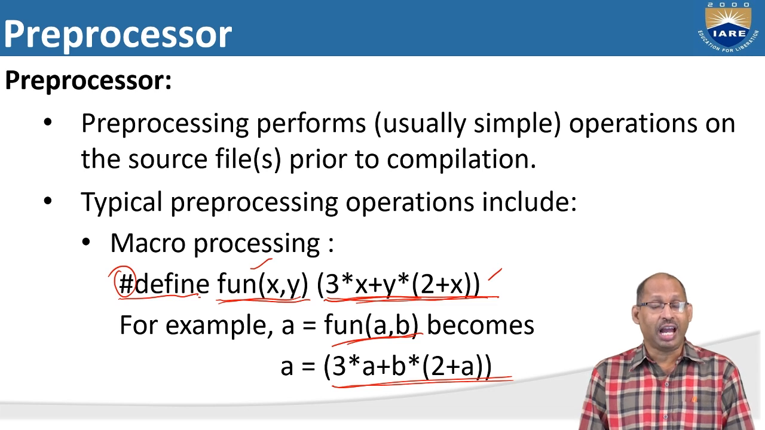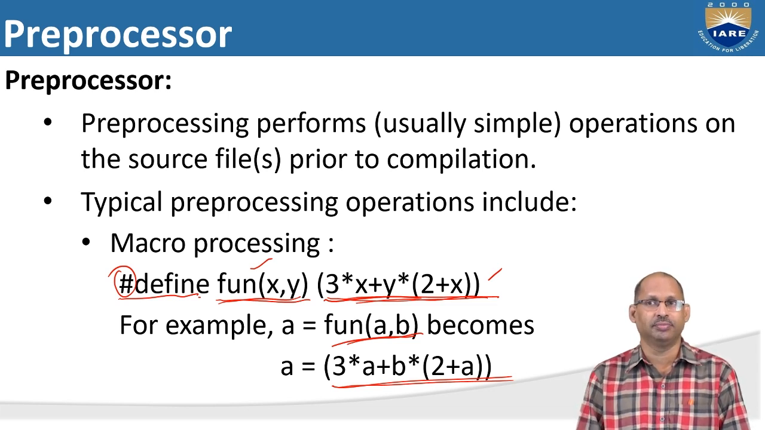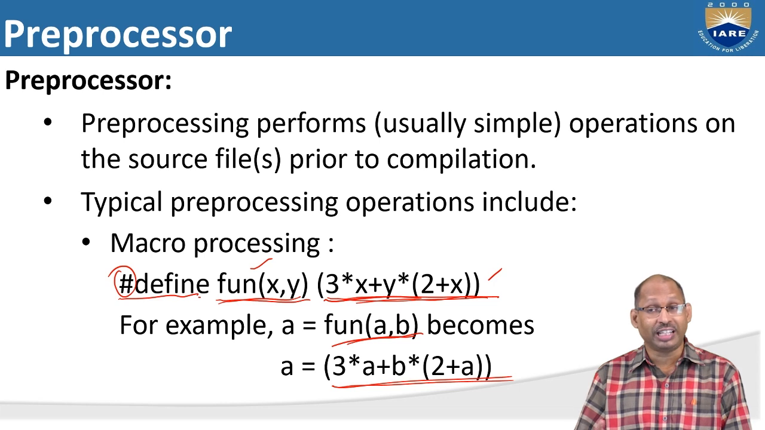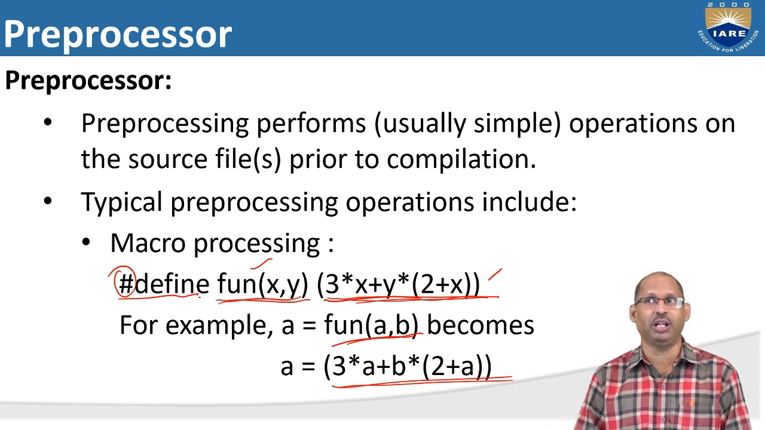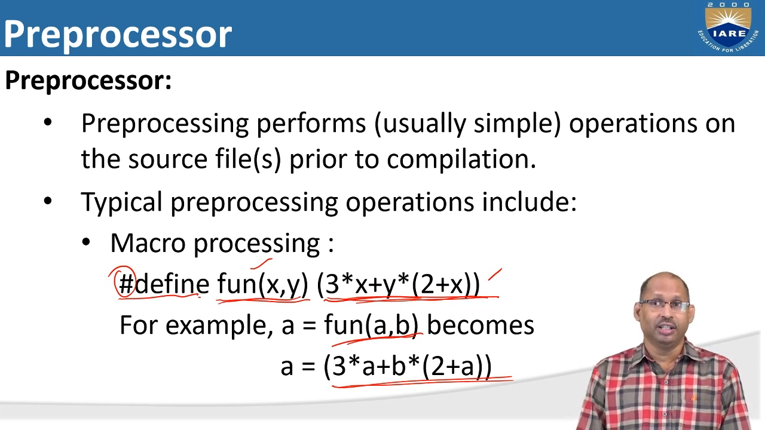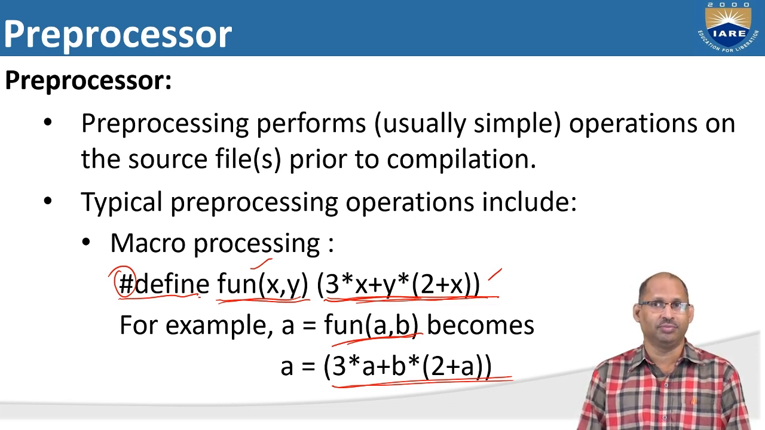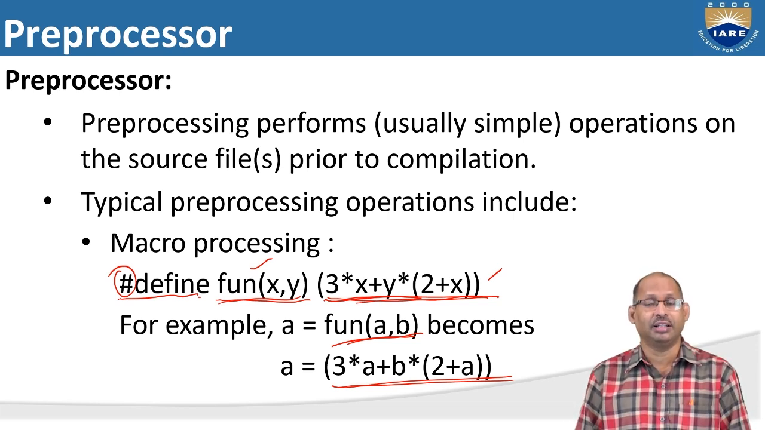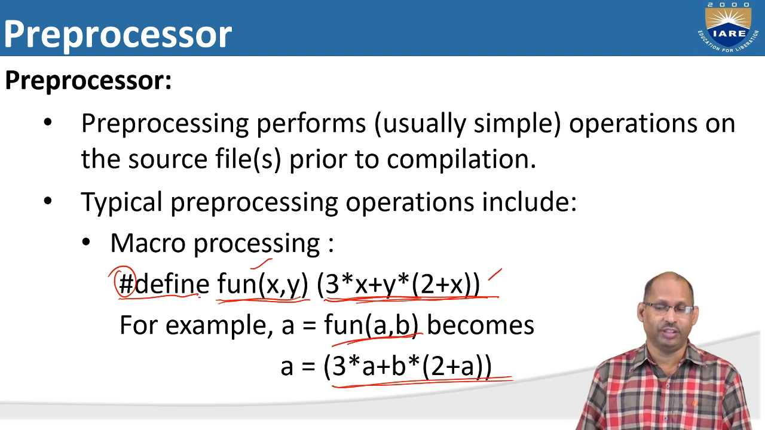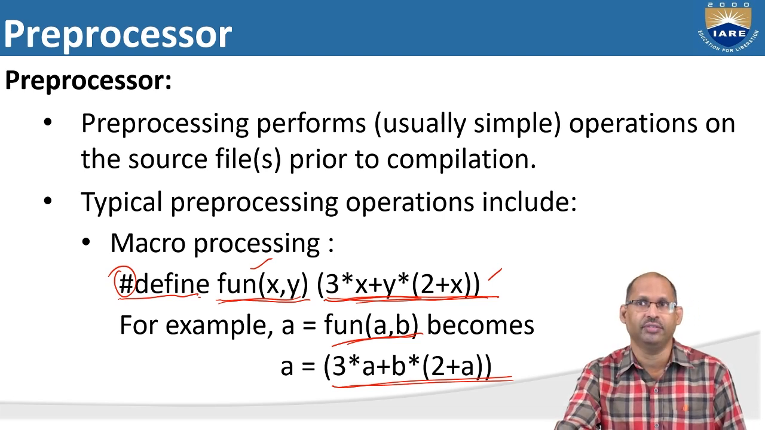So whenever it observes function a comma b, it is simply replaced with the respective statement. Here we avoid writing the same statement multiple times, which may sometimes result in typing mistakes, so we can eliminate possible errors also. Whenever the preprocessor sees this label, function x comma y, it simply replaces the function name with the function body.